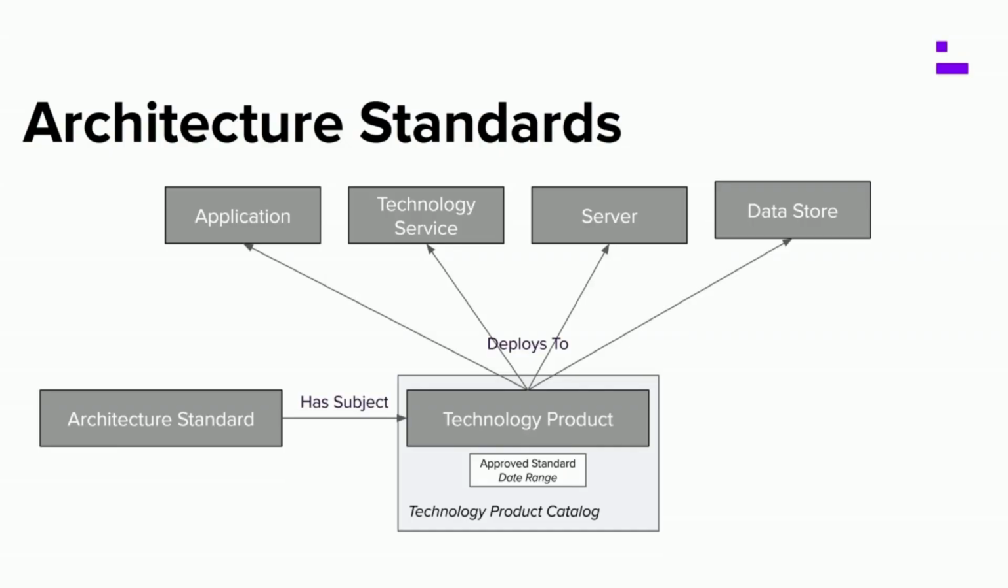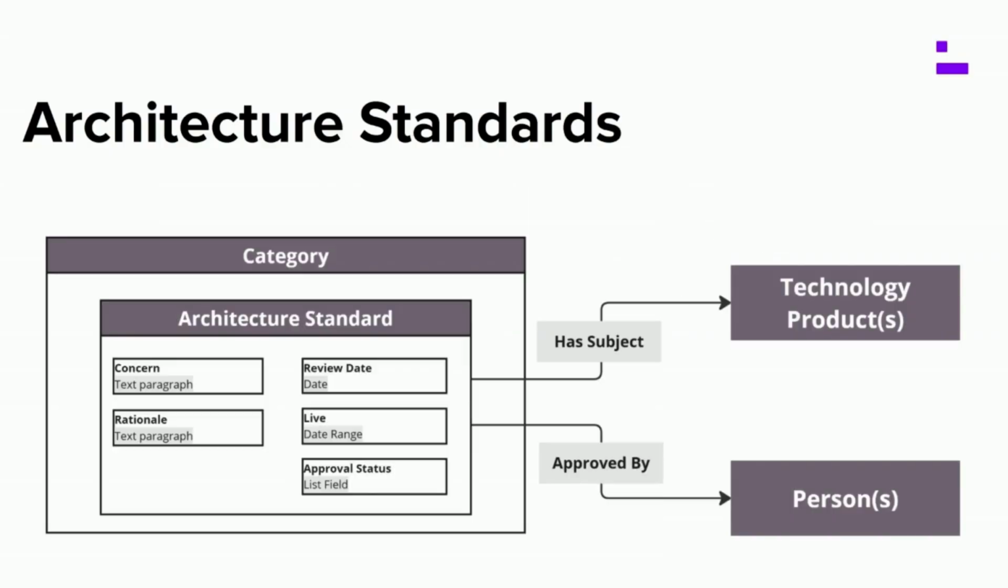Here's the meta model for the architecture standard component type. The has subject reference points to the technology product in the catalogue that is the approved standard. Note that one architecture standard component can point to multiple products that are all part of the same standard. Approved by references record who has approved the standard, and the live date range records the period during which the standard remains in force. This effectively replaces the approved standard date range on the technology product component type.